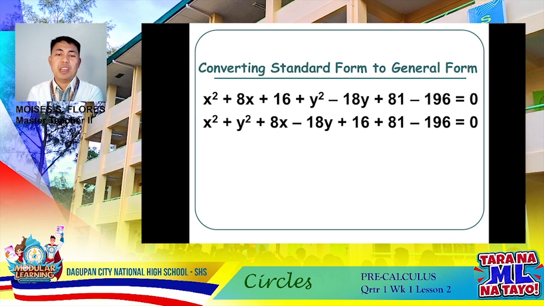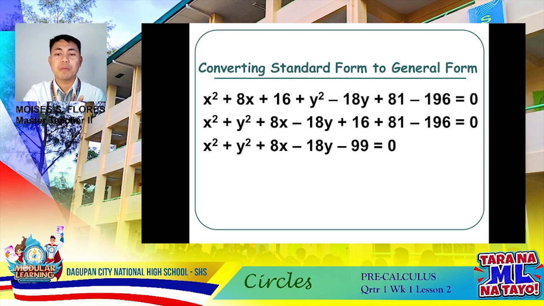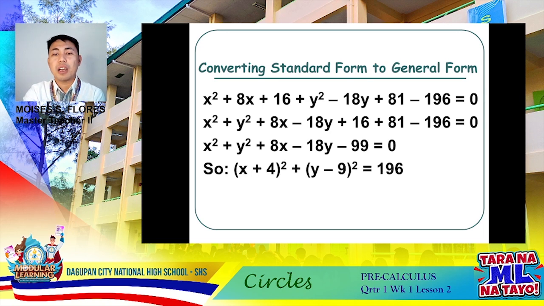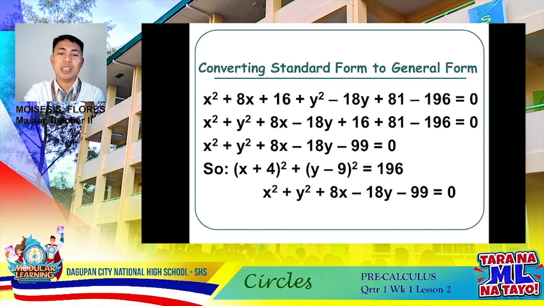Arrange it: x squared plus y squared, then followed by the variable x, 8x, minus 18y. Then, of course, all our constants, 16 plus 81 minus 196. So with that, we have negative 99 equals 0. Therefore, our standard form is x plus 4 quantity squared plus y minus 9 quantity squared equals 196. The general form of that is simply x squared plus y squared plus 8x minus 18y minus 99 equals 0.